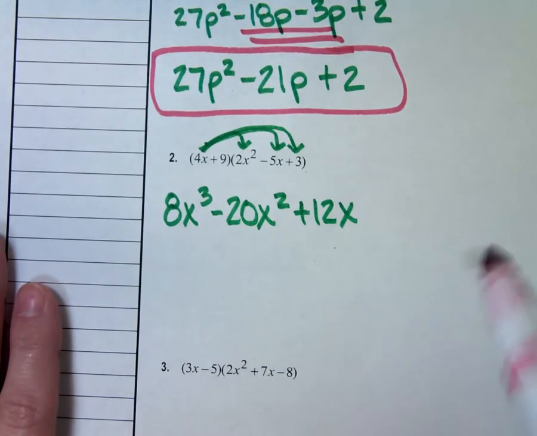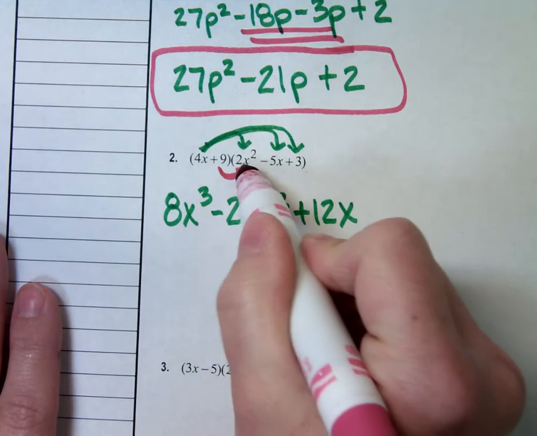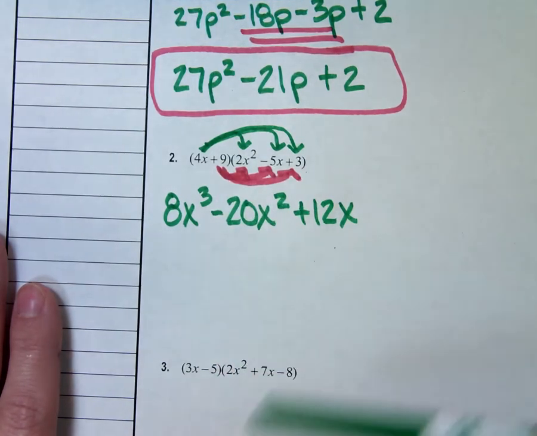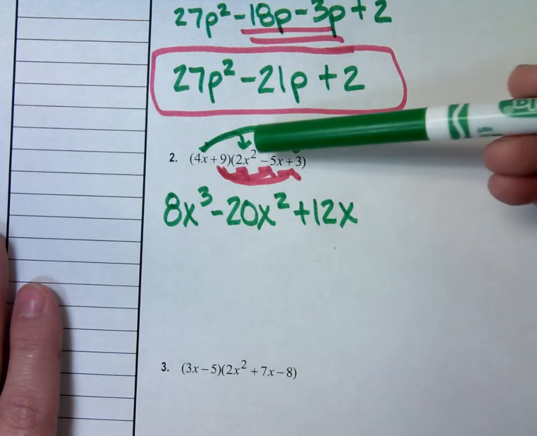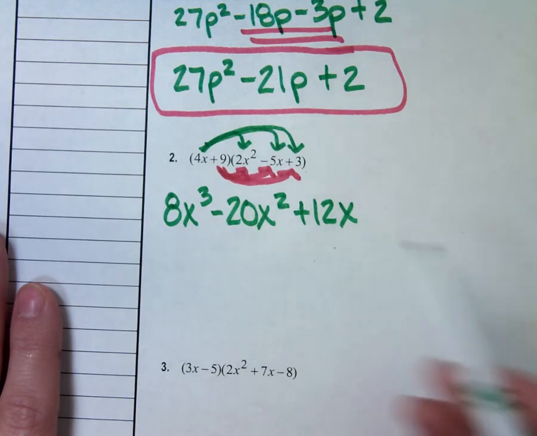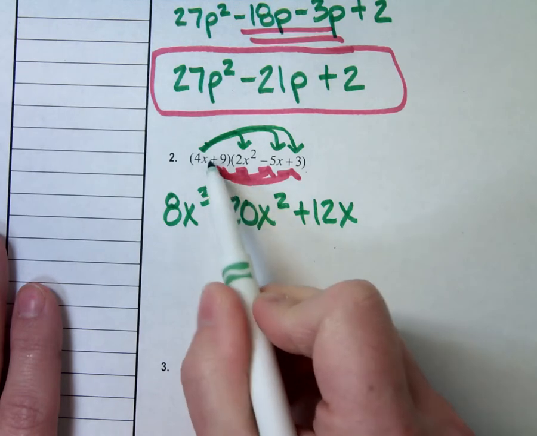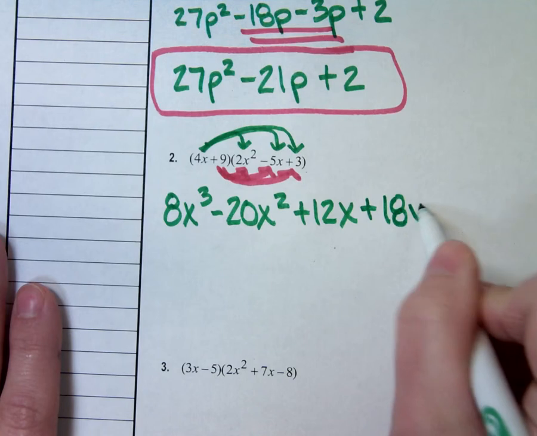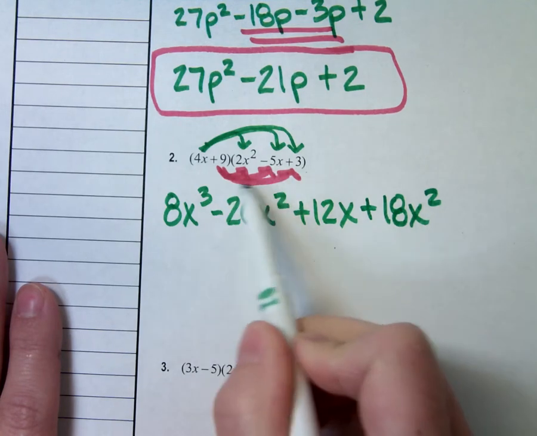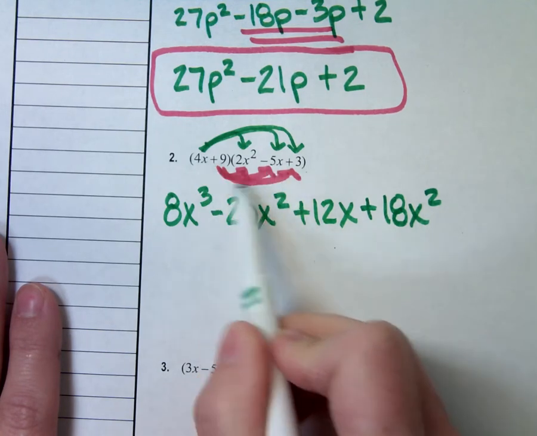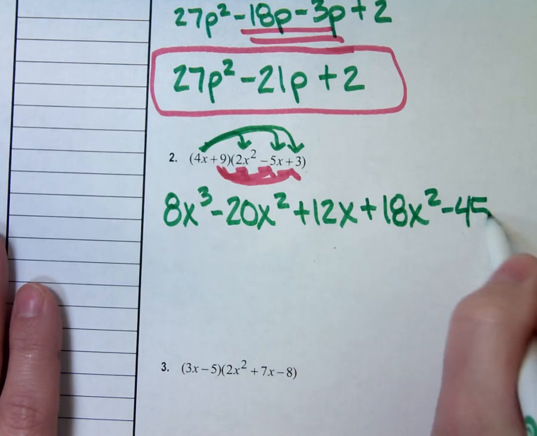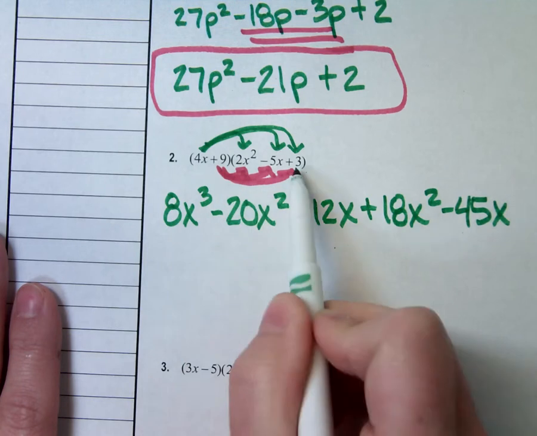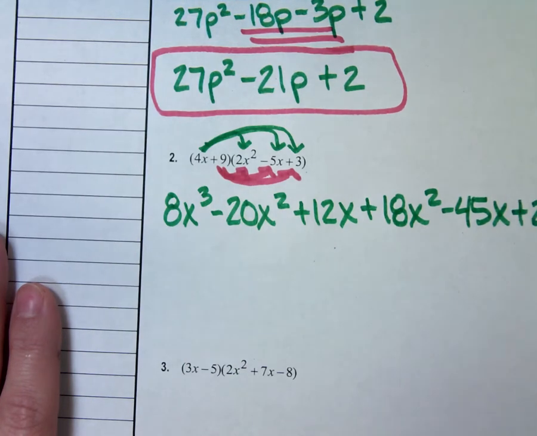Okay, so now I just need to distribute the second number with everything in the second set of parentheses. So it's just double distributing. I have two things to distribute, and I distribute it with everything in the back set of parentheses. So what's 9 times 2x squared? A positive 18x squared. What's a positive 9 times a negative 5x? A negative 45x. What's a positive 9 times a positive 3? A positive 27.